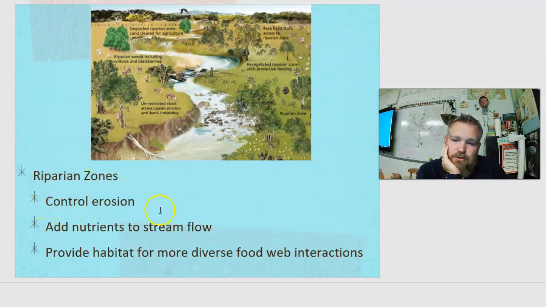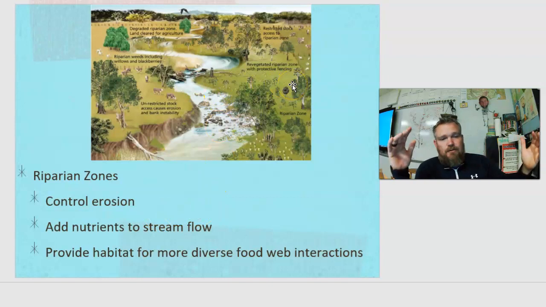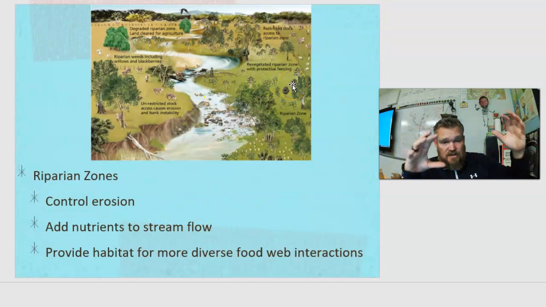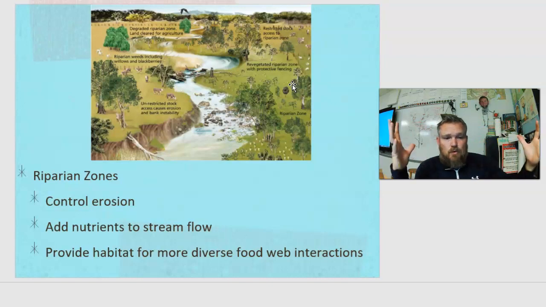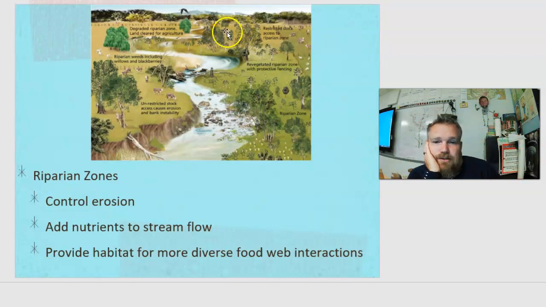So riparian zones control erosion, add nutrients to the stream flow, also limit pollutants from stream flow, and they also provide a habitat for more diverse food web interactions. Remember, we talked about the more diverse the food web is, the more subtle big disruptions will become, because there's more things that can take their place. So by having a really natural area, we increase the amount of food web interactions, which keeps the ecosystem as a whole more healthy.